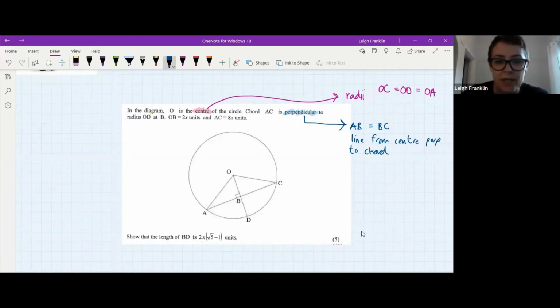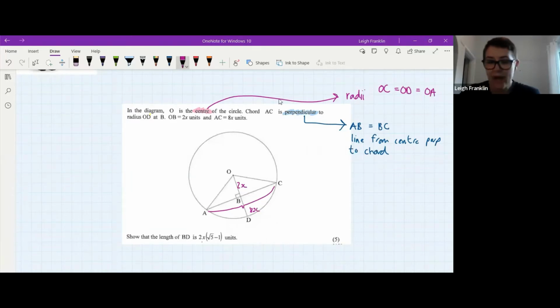The other bit of information that they've given us is perpendicular to radius OD, lovely. They've also told us that OB is 2x units long, and they've told us that AC, so this entire line over here, is 8x units long.